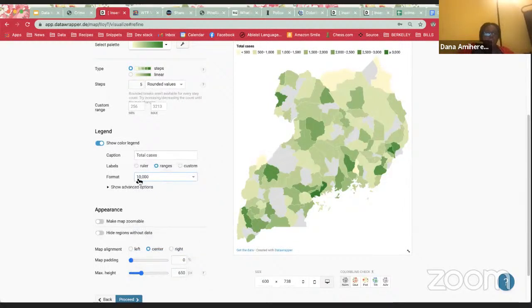Yeah, there we go. The one with 10,000, with the rounded number with the comma, is the one that will give you the comma and the whole numbers. Forgot for a second. Okay.